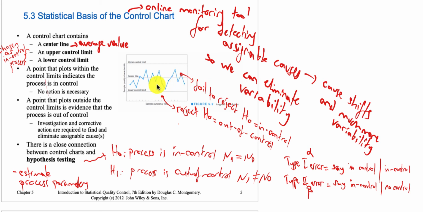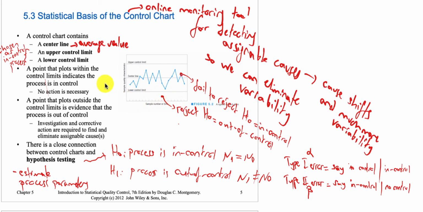And here, for example, in this chart, this process is in statistical control. Why? Because we do not have any out of control points above or below the control limits in the control chart.